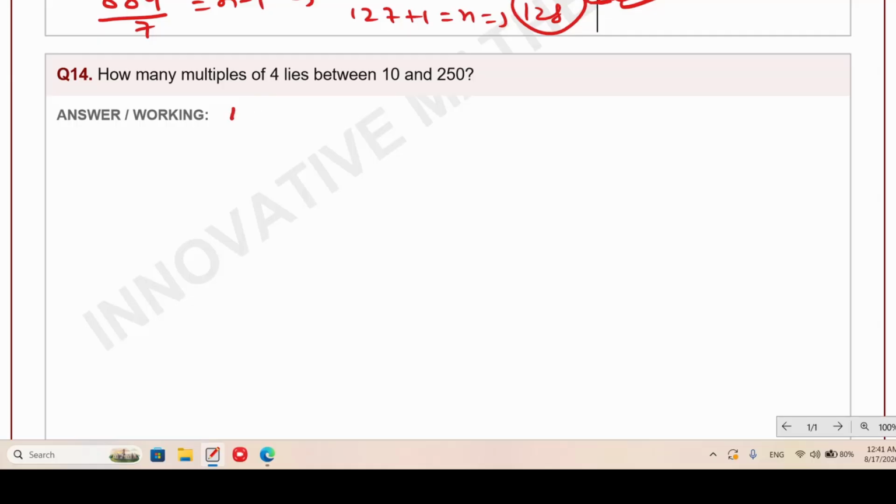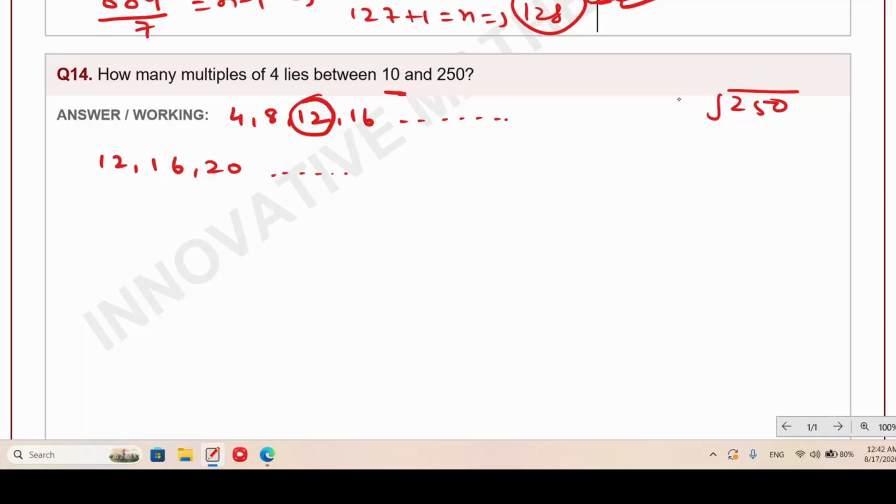Multiples of 4 means 4, 8, 12, 16. Okay, this one. So after 10, the first multiple of 4 is 12, so it will start from 12, 16, 20, dot dot dot. Now 250, see, is 250 divisible by 4? 4 6s are 24, 10. No, it is not divisible.